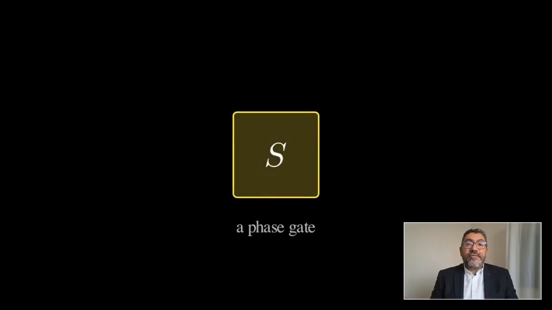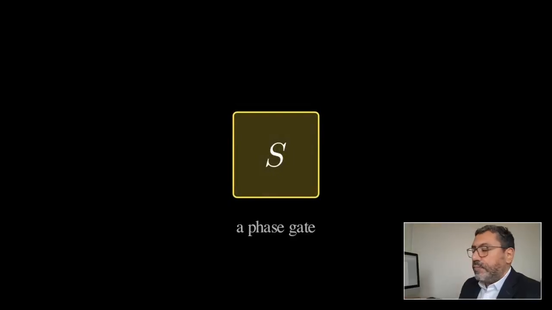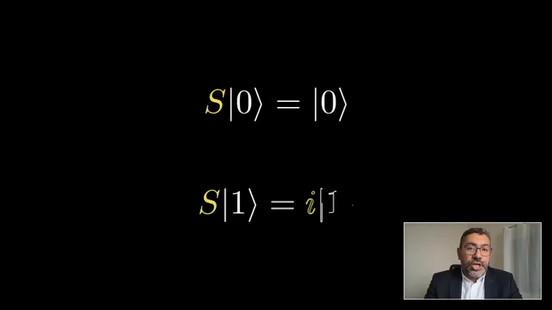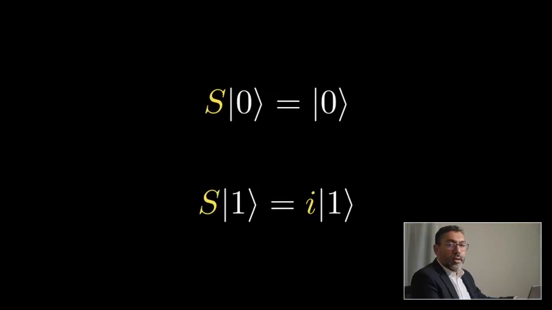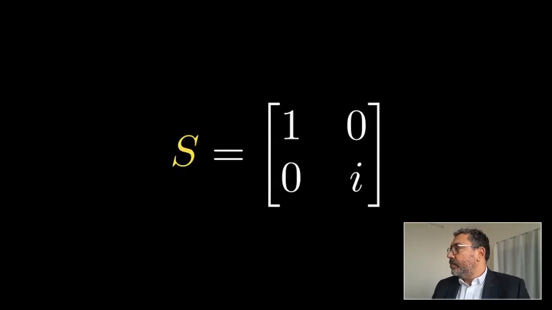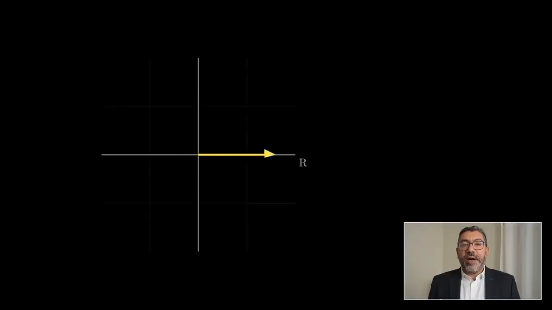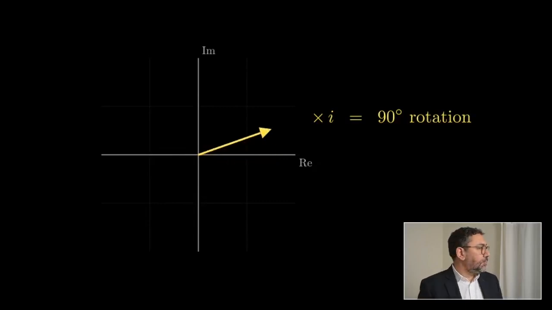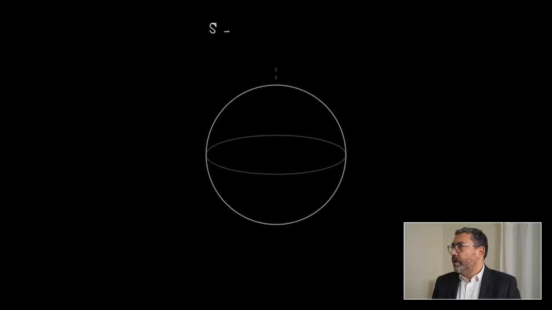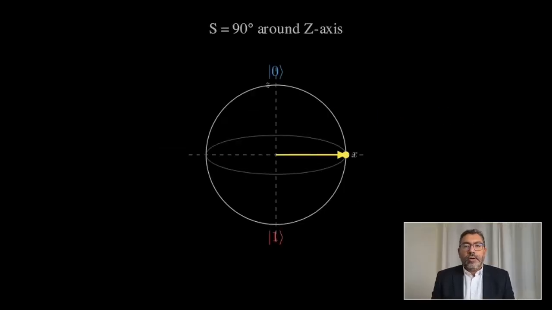The S gate is a phase gate. It leaves ket 0 unchanged, but multiplies ket 1 by i. Its matrix is this. Since multiplying by i means rotating by 90 degrees, the S gate adds a quarter turn of phase. On the Bloch sphere, S rotates the state around the Z-axis.